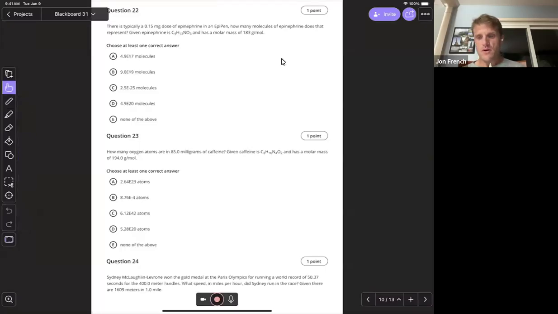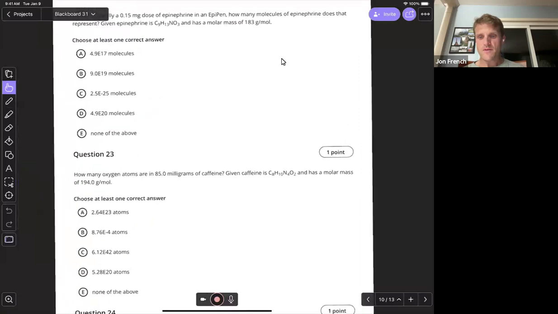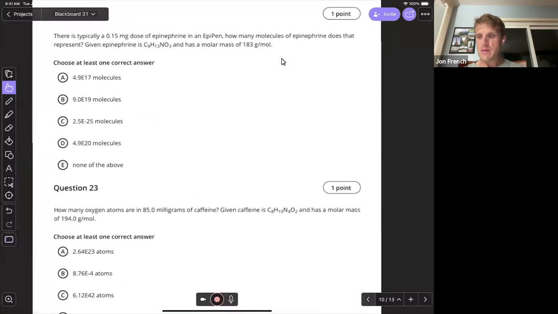Question 22. There's 0.15 milligrams of epinephrine in an EpiPen. How many molecules? This is a question more like what Sean was talking about. And to answer Daniela's question, if you can do this confidently and you feel comfortable with these calculations, you should be good.